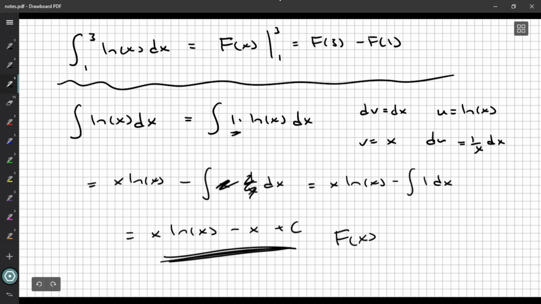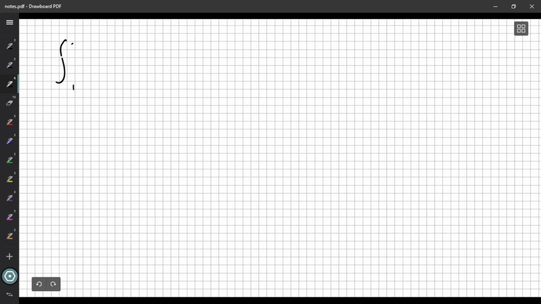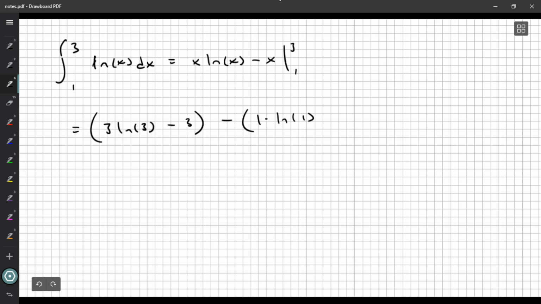So when it comes to our definite integral, let's just use x ln x minus x, evaluated at 3 and evaluated at 1. So 3 ln 3 minus 3, minus 1 ln 1 minus 1. Now ln 1 is 0, so we can ignore that. Okay, 3 ln 3, you could rewrite that as ln 27 if you really wanted to.